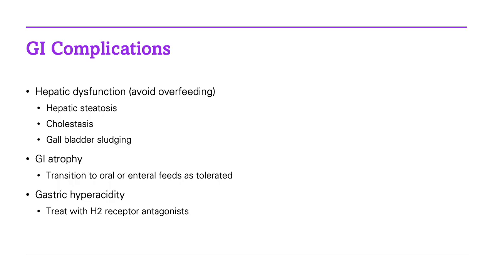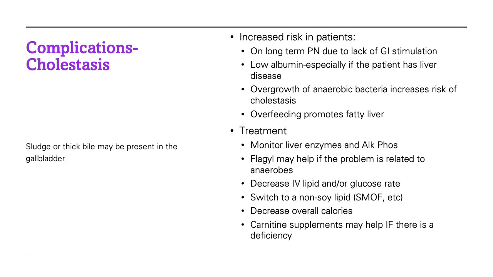GI atrophy can occur with prolonged bowel rest. Anytime we can stimulate the GI tract with trophic feeds, the better. And then with gastric hyperacidity, we want to make sure we treat with H2 receptor antagonists or proton pump inhibitors. I've included an extra slide here on cholestasis, with a few extra details.